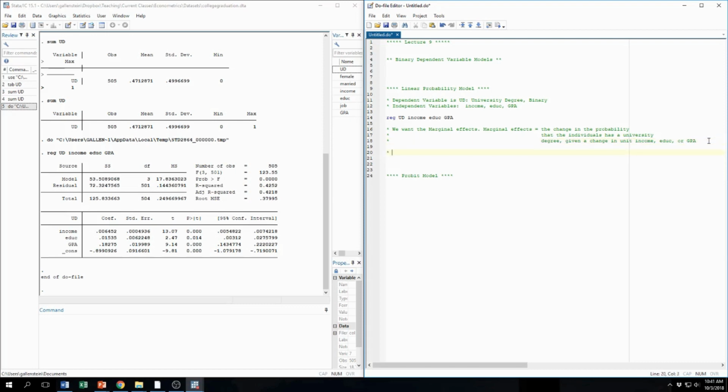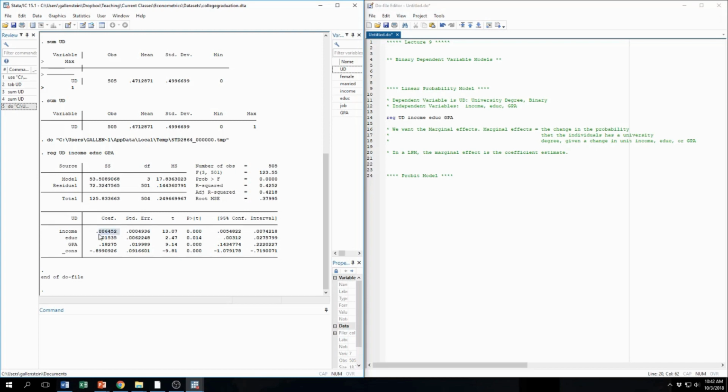All right, in a LPM model, linear probability model, in an LPM model, the marginal effect is the coefficient estimate. All right, so if we want to know the marginal effect, we just come over here and we look at the coefficient. But now we interpret these coefficients differently. All right, so let's start with income and let's interpret this.